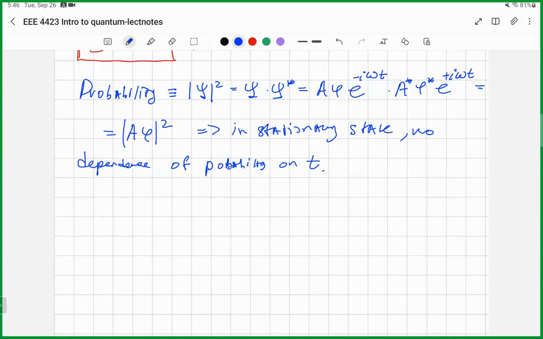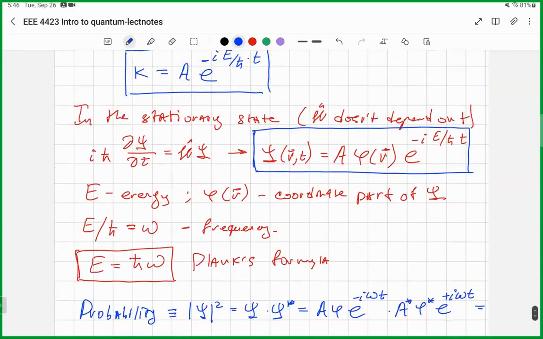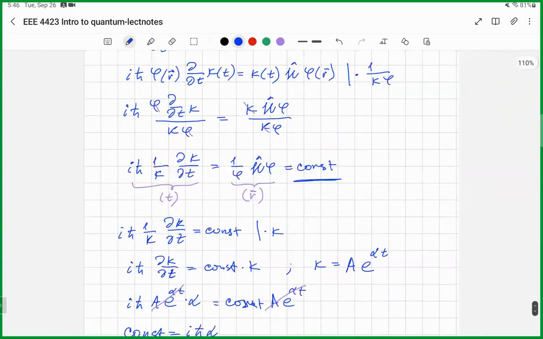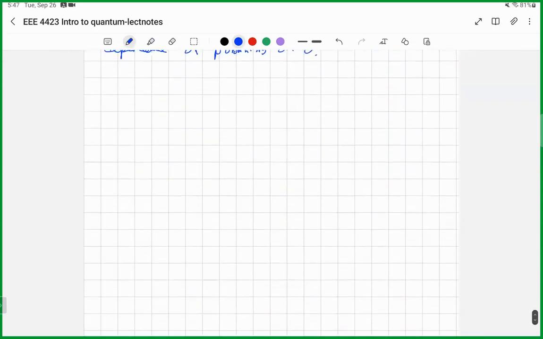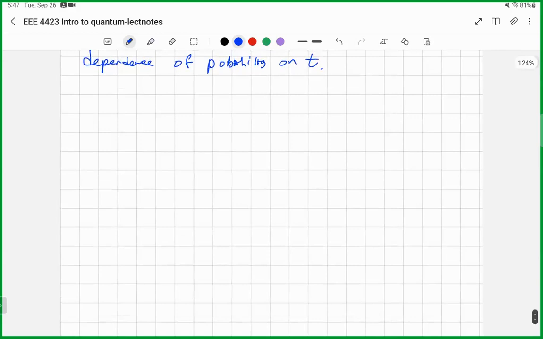But what we're going to do now, so that was example 1. Let's consider example 2.